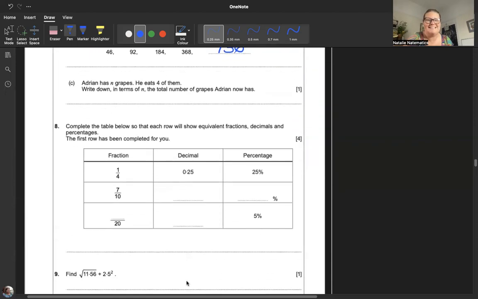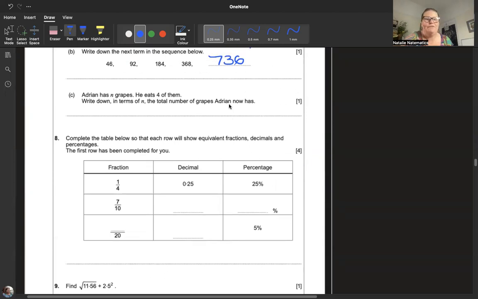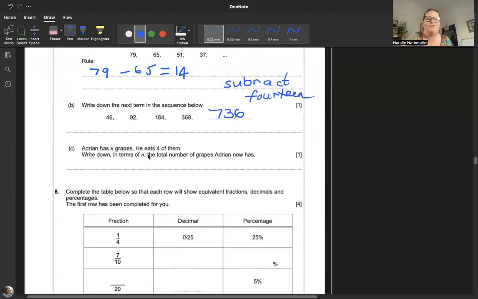So Adrian has N grapes. He eats 4 of them. Num num. Write down in terms of N, the total number of grapes Adrian now has.